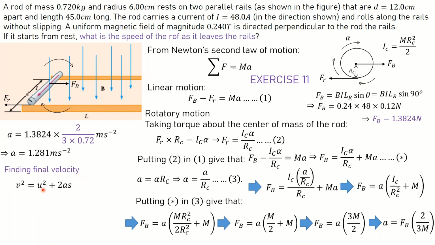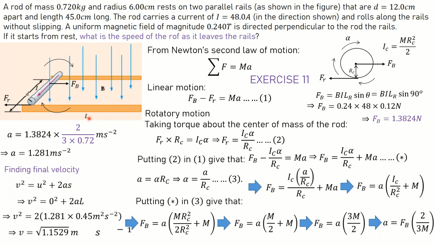Now we are finding the final speed that the rod is going to leave the rails with. So we can use the suitable equation of motion v squared equals u squared plus 2as. U is 0, our a is the linear acceleration that we have calculated, and our s is the distance that it has traveled, which is the length of the rail. So with that we get our v, which is the square root of this, and we have 1.07 meters per second.